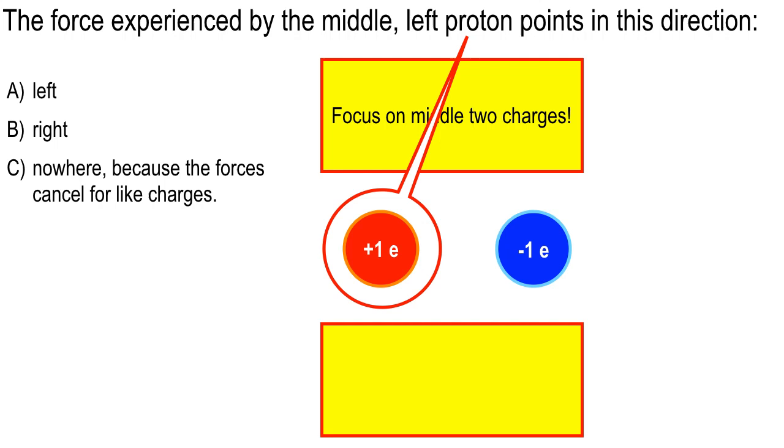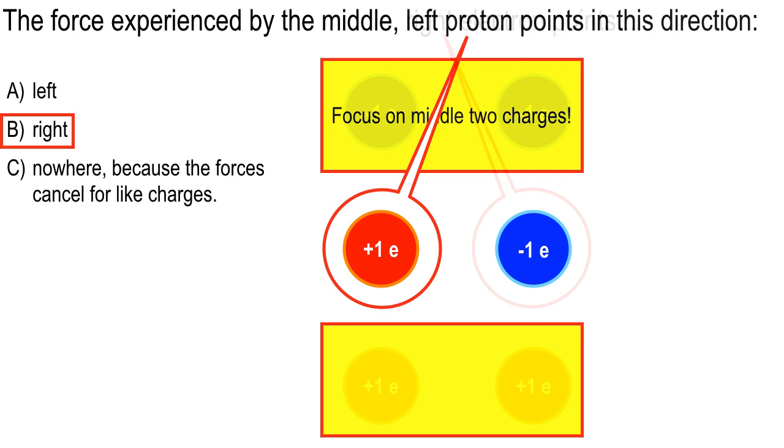Okay, 10 seconds to vote. I think almost everybody's got it. Five, four, three, two, one, zero. You guys did pretty good on that one. That's to the right. So it's an attraction: the red one gets some rightward newtons, the blue one gets some leftward newtons. All right, let's try another question.